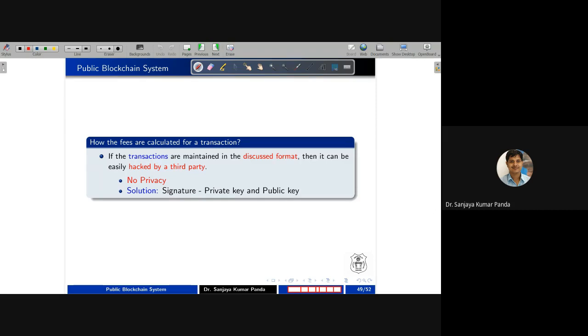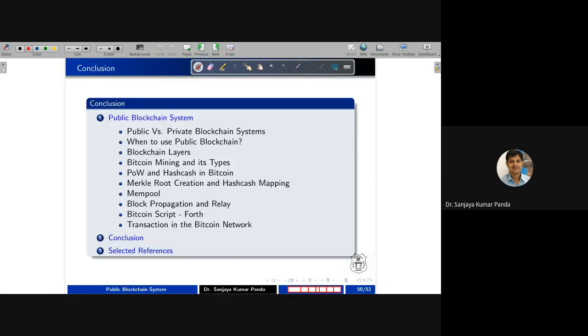So we can solve this problem by digital signature, which we have studied in my first lecture, where you have a pair of public key as well as a private key. So by taking the combination of public key and private key, if you save these particular transactions, that will help you to solve this problem, and nobody will know about the information, so it is not violating any particular policy, right? Privacy is well maintained. So in this public blockchain system, we have discussed these things.